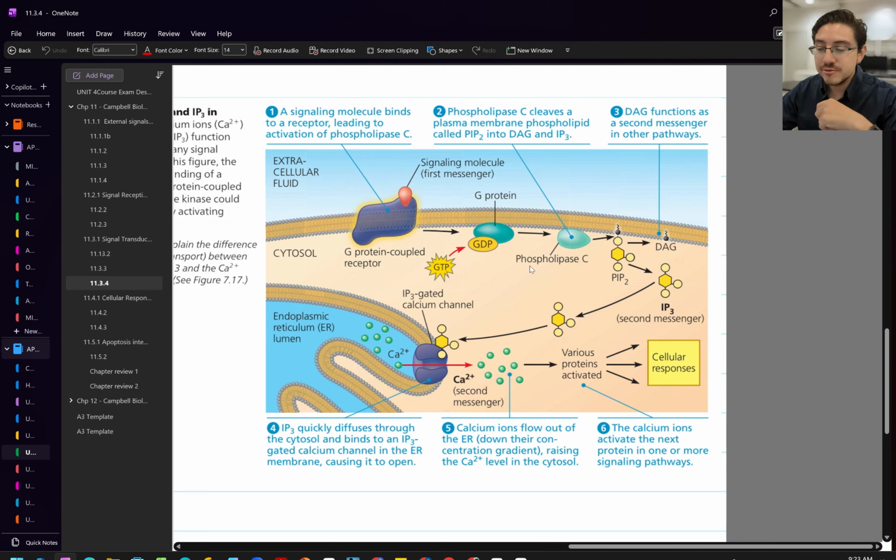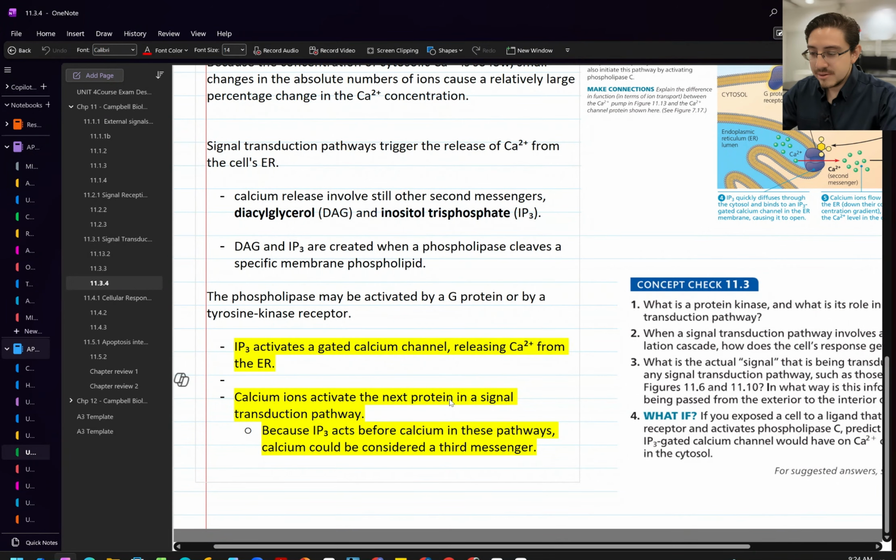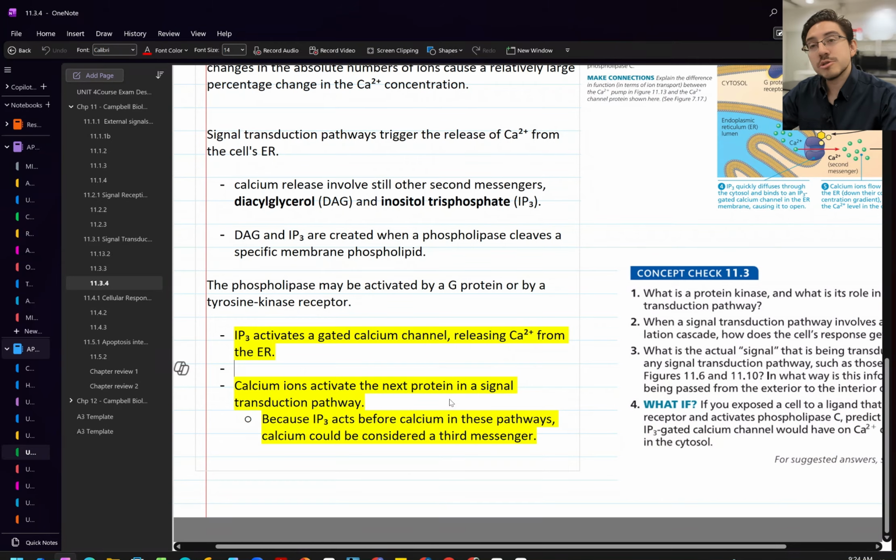And these molecules can then attach to an IP3 gated calcium channel. So this particular molecule is specific to this protein, this calcium gated channel. It opens it, which will enable an influx of calcium to come into the cytosol. And then ultimately, proteins can be activated, and then you get a cellular response there. So that's what's happening here in terms of calcium as a second messenger, and also cyclic AMP.